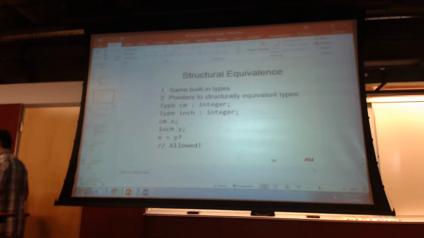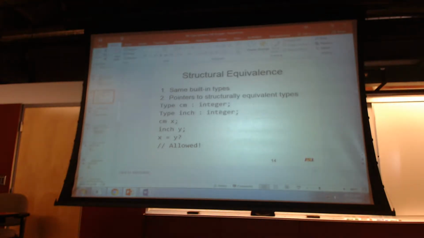So that was about name equivalence. Then we talked about structural equivalence, and we said that there are certain rules. The first rule is that they have the same built-in types. Built-in types means cm is an integer, int is an integer. If you have two variables, x of type cm and y of type int, you can do x equals y, because cm is the same built-in type integer, and int is the same built-in type integer. That is structural equivalence. The second rule is pointers to structurally equivalent types. You can equate them, right?